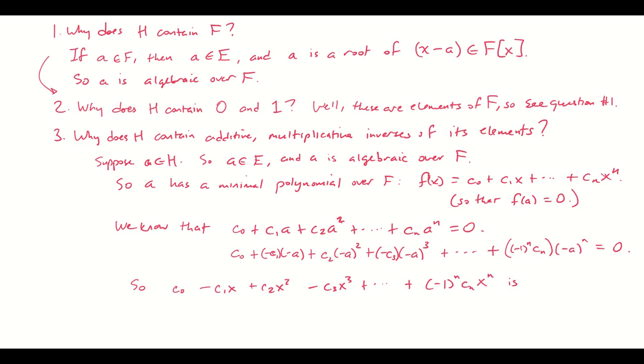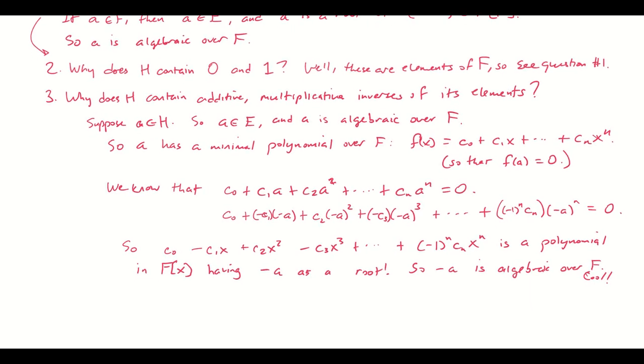This is a polynomial still in F adjoin x having negative a as a root. So negative a is algebraic over F. Cool. All right, so that establishes that H contains its additive inverses.